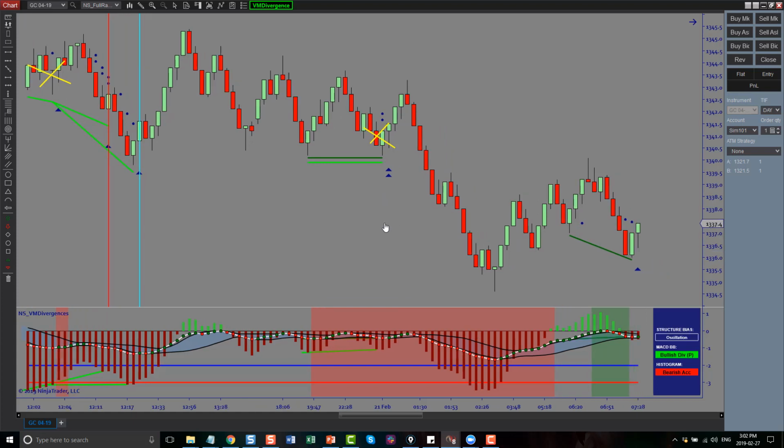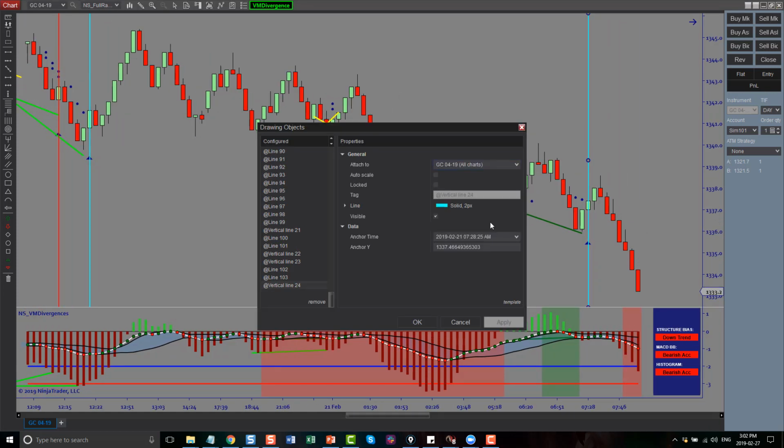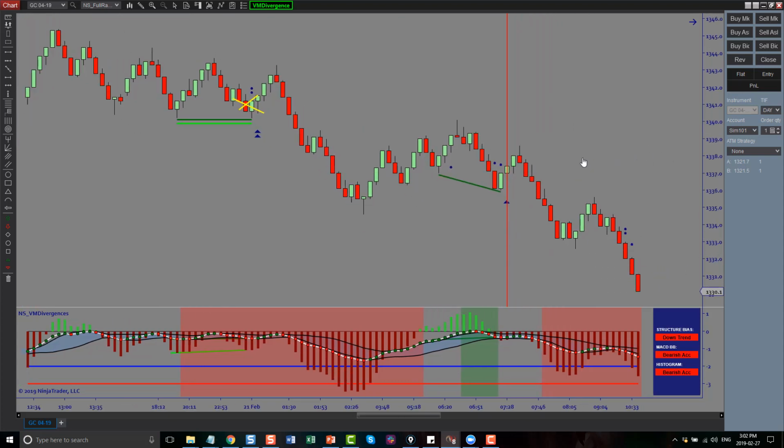What about right here? Are we allowed to take that trade? The answer is yes. I'm going to help you guys out. We're going to do this together. Okay, so that was a stop out. Let's just put this as red. Let's bring that over here. That was a stop out. Okay, let's continue on.